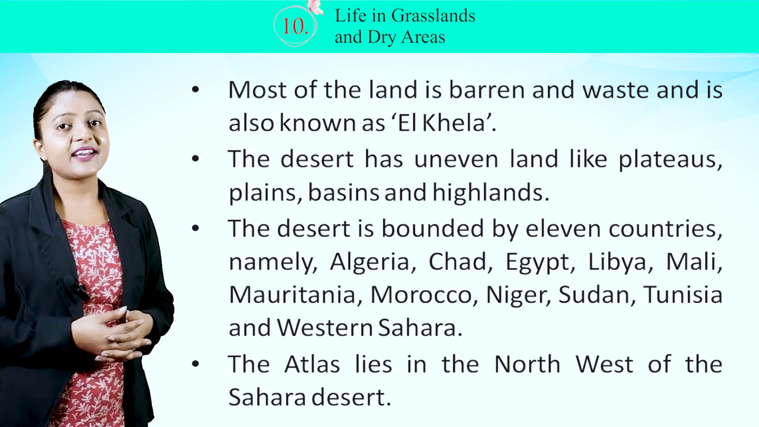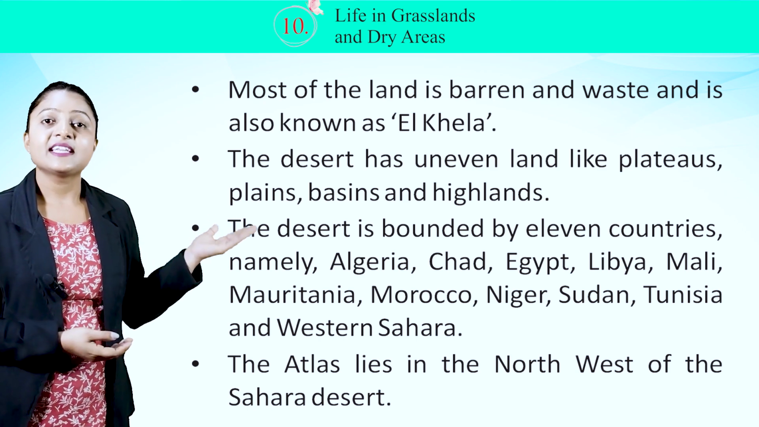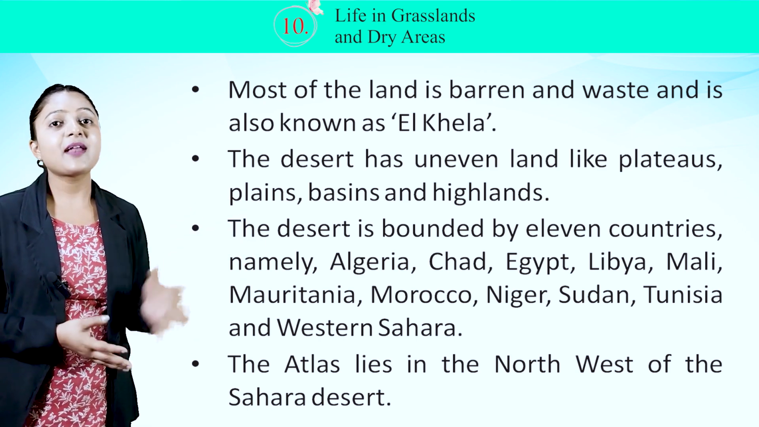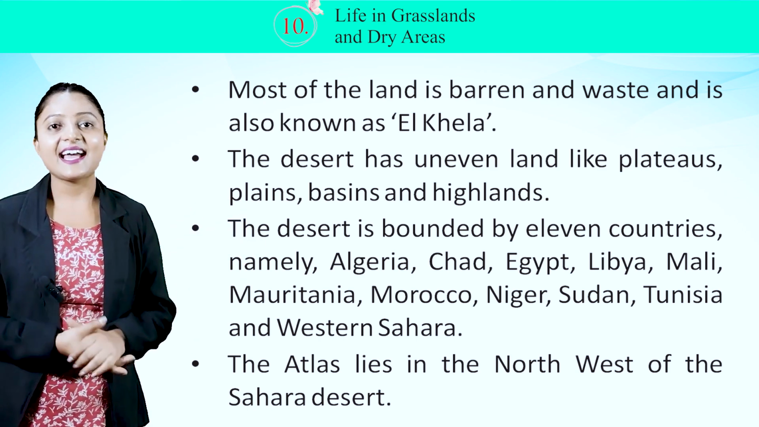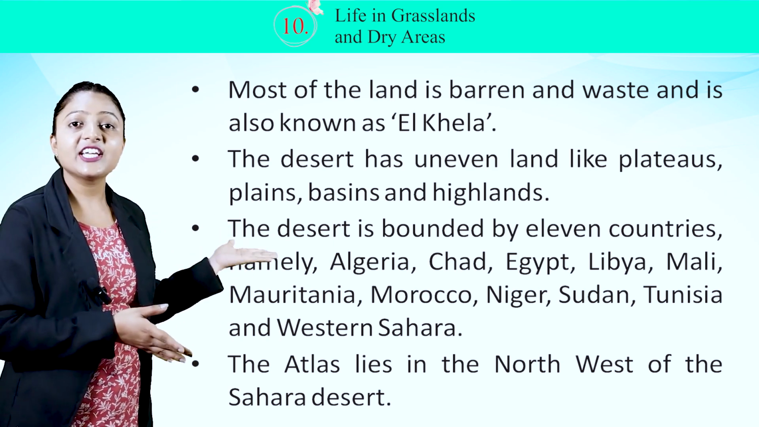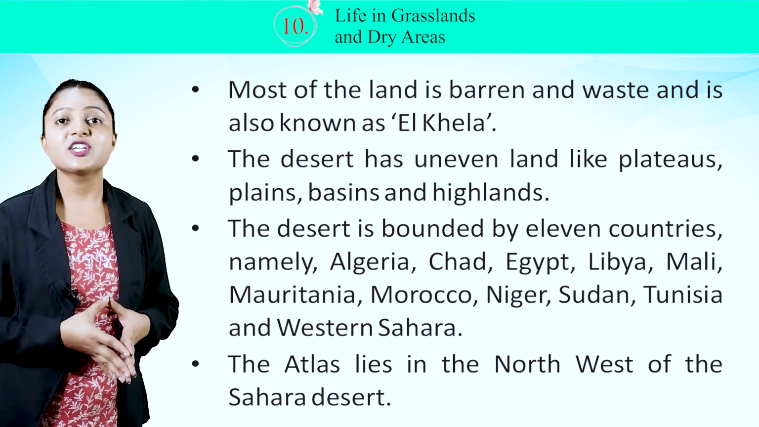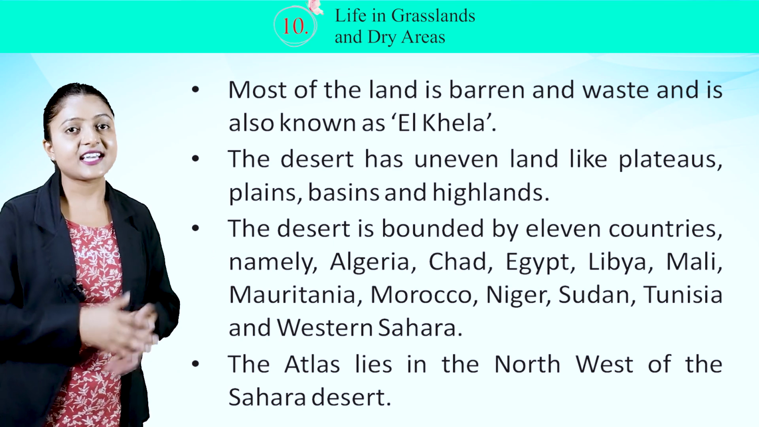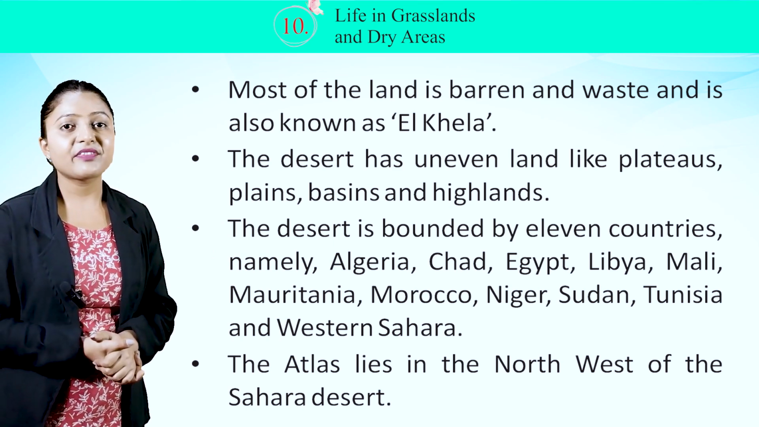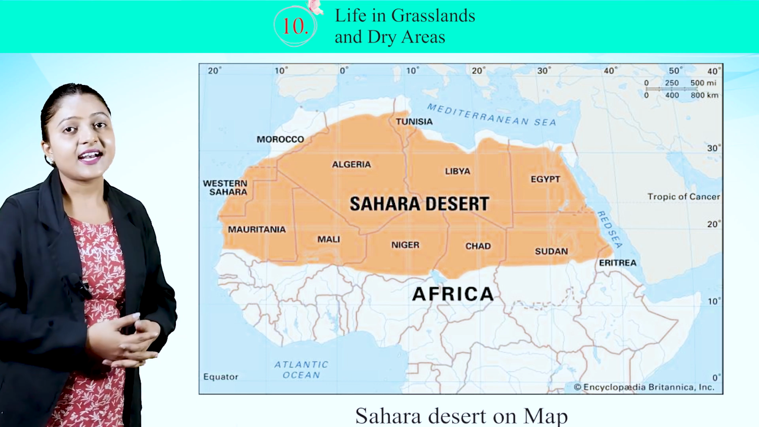Most of the land is barren and waste and is also known as El Khela. The desert has uneven land like plateaus, plains, basins, and highlands. The desert is bounded by 11 countries, namely Algeria, Chad, Egypt, Libya, Mauritania, Morocco, Niger, Sudan, Tunisia, and Western Sahara. The Atlas lies in the northwest of the Sahara Desert. In this map, you can see Sahara Desert.